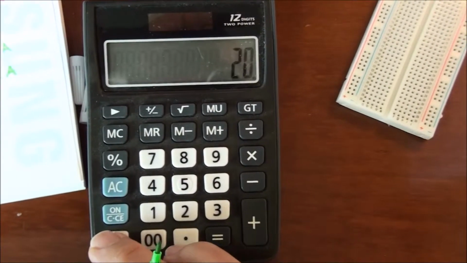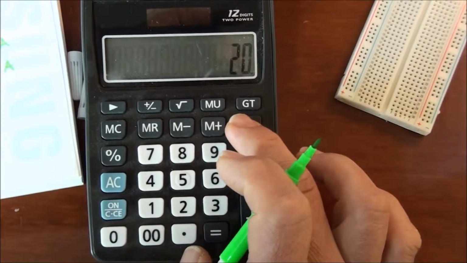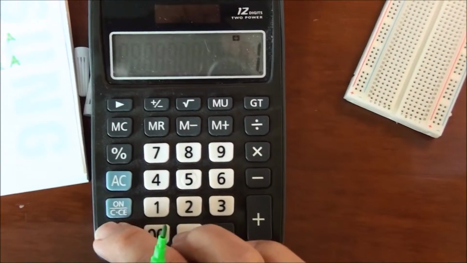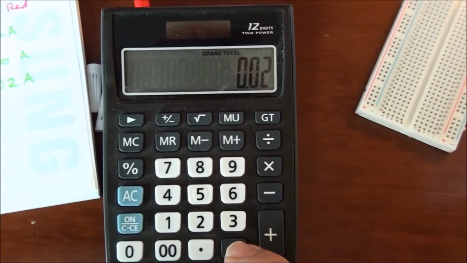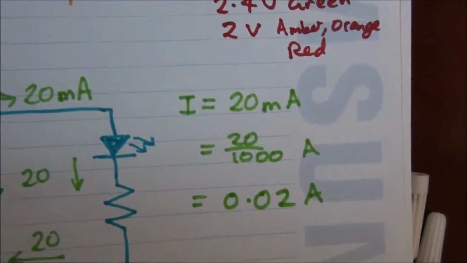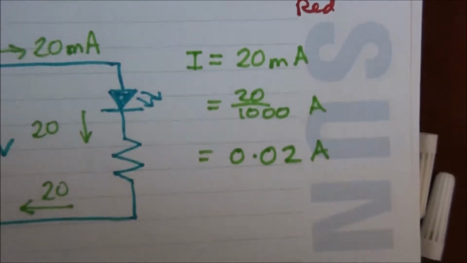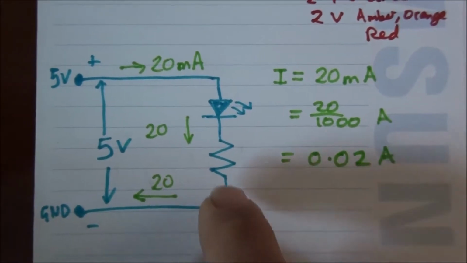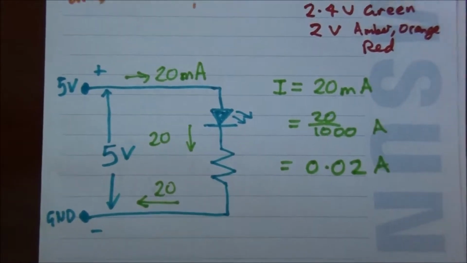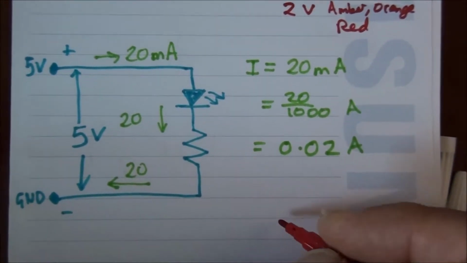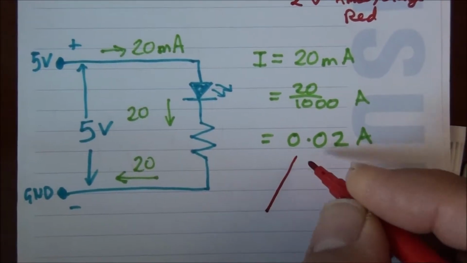20 divided by 1,000 equals 0.02. Great. So now we're going to use Ohm's law to work out the required resistance of this guy here, the resistor. So let's draw the Ohm's law diagram again, and here it is.